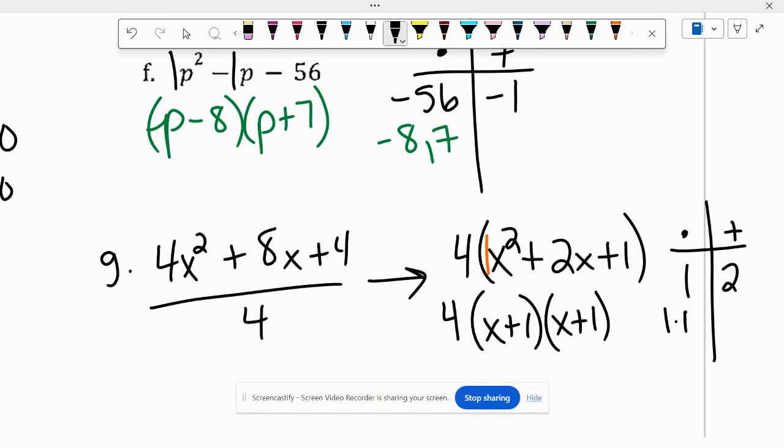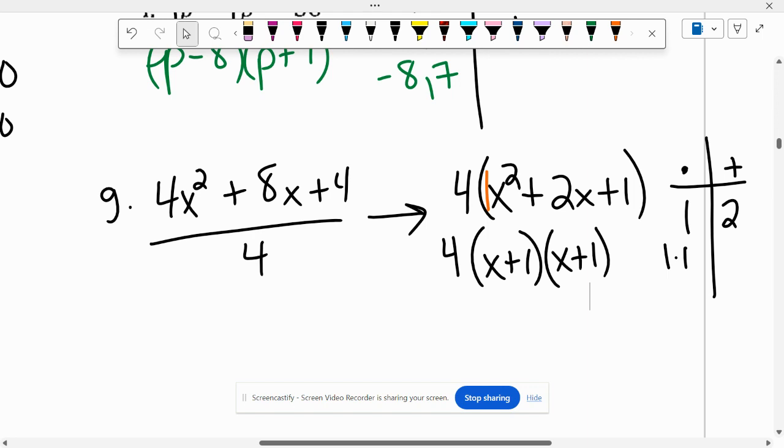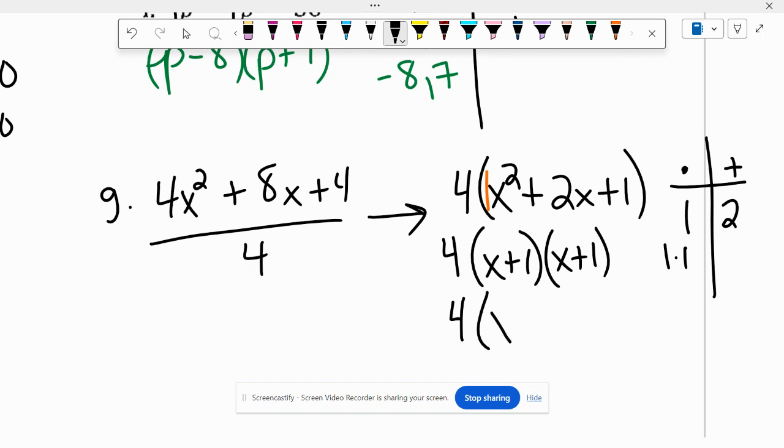Is there a better way to write that? What's going to get squared? Yeah, we're only going to write 1 of the x plus 1s, 4 times the quantity of x plus 1, the quantity squared. Yeah, that's the better way to write that.